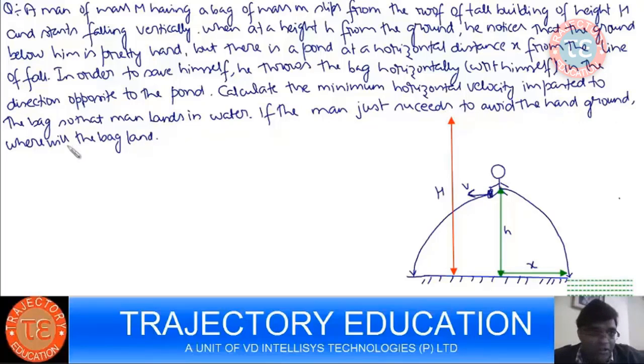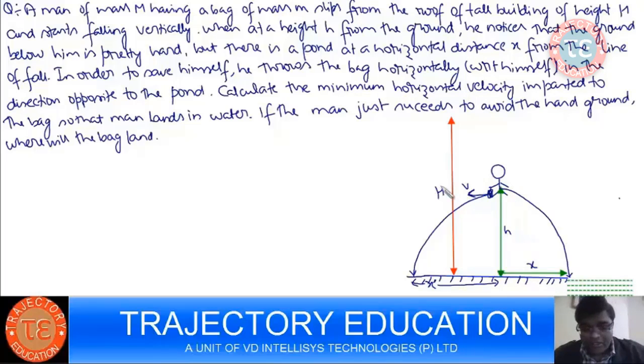He just succeeded to avoid the hard ground. Where will the bag land? When he is falling over here, where is this bag landing? We have to find x dash. First of all, what should be the minimum velocity imparted to the bag?